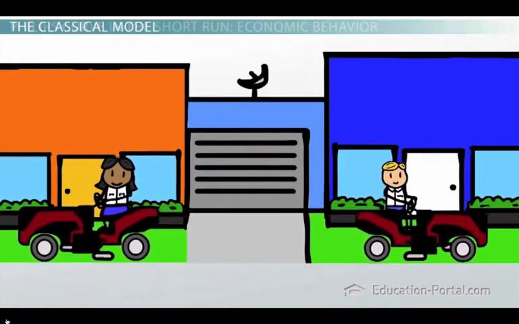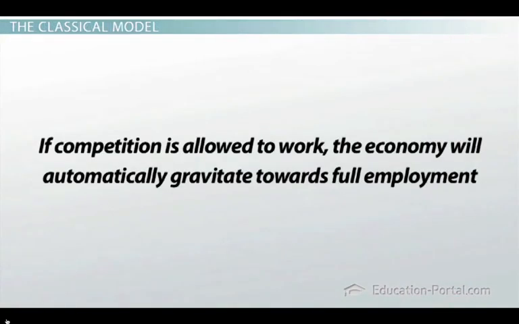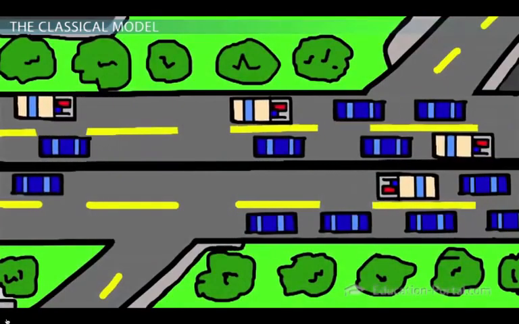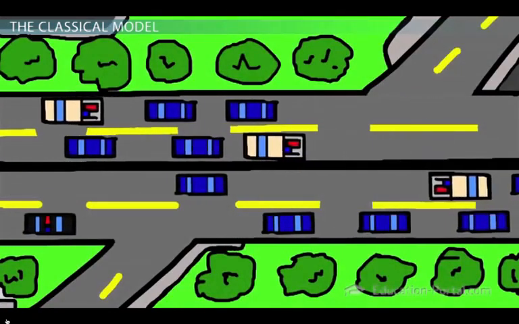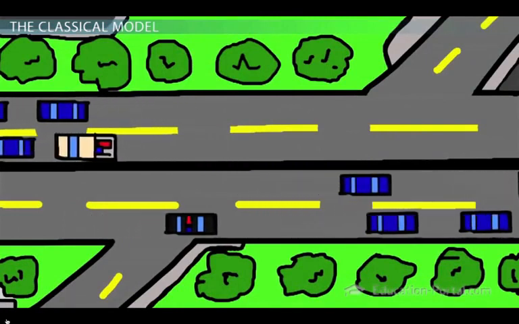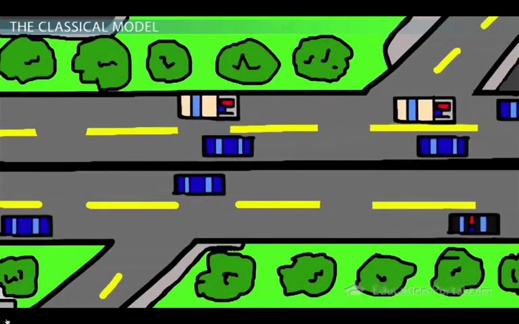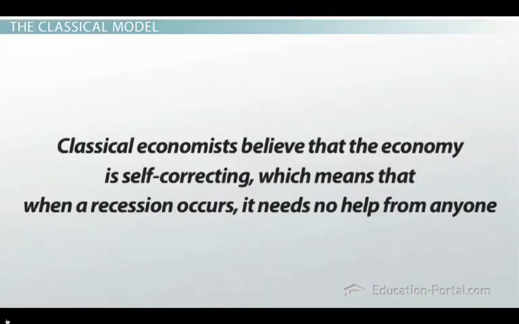The thinking goes something like this. If competition is allowed to work, the economy will automatically gravitate toward full employment, or what economists call potential output. Just like the expressway at an average speed of 55 miles per hour. Remember what happened when traffic slowed down because there were too many cars? After a few minutes, everything went back to normal. Classical economists believe that the economy is self-correcting, which means that when a recession occurs, it needs no help from anyone. So that's the classical model.